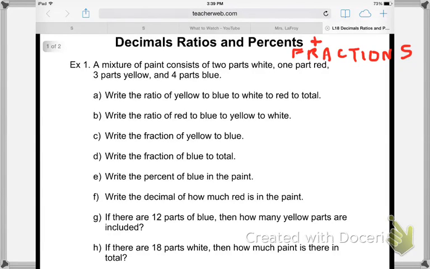So this is the question we're going to do on decimals, ratios, percents, and fractions. So you can add the fractions onto your work page. Example 1. A mixture of paint consists of 2 parts white, 1 part red, 3 parts yellow, and 4 parts blue. And we're going to answer all these questions.